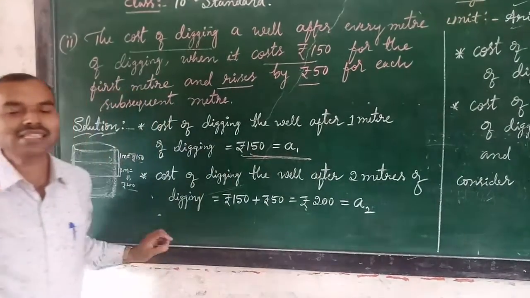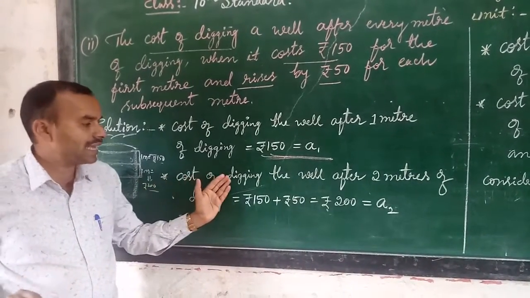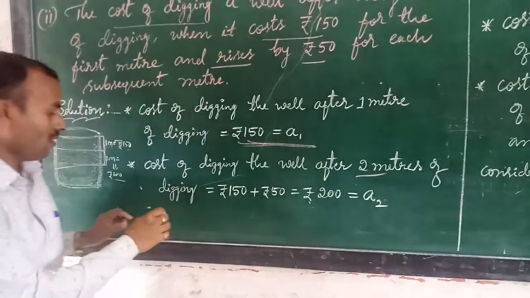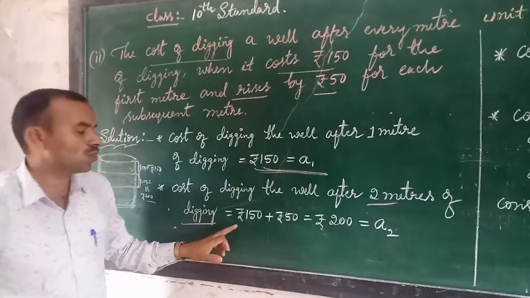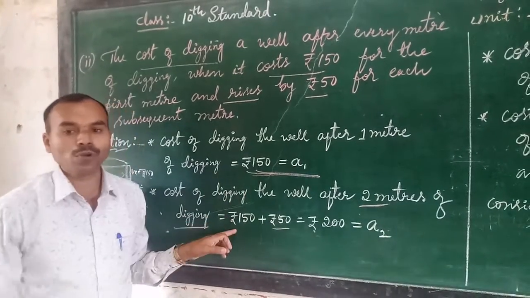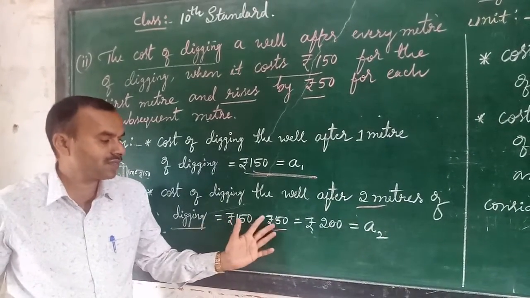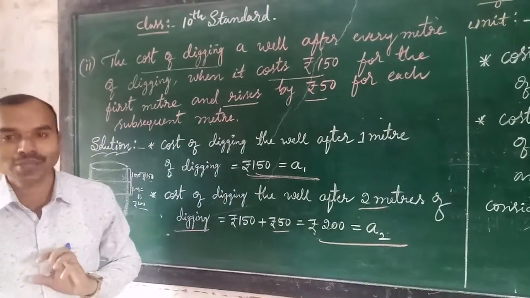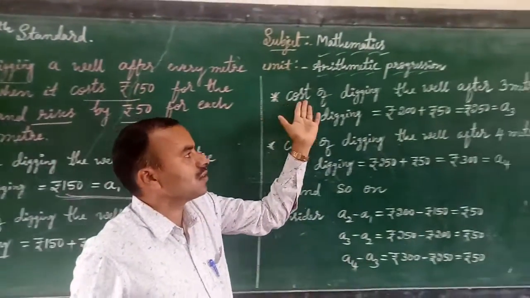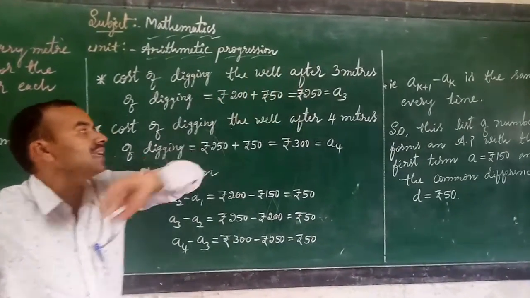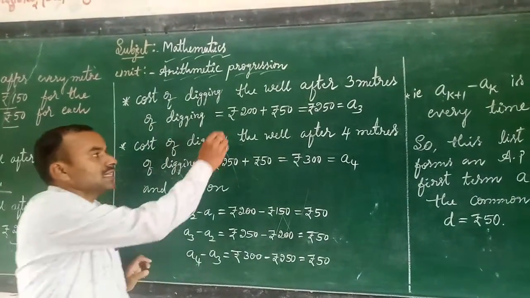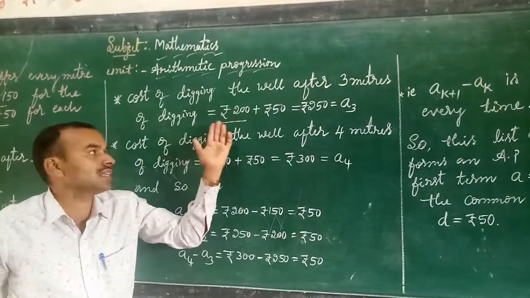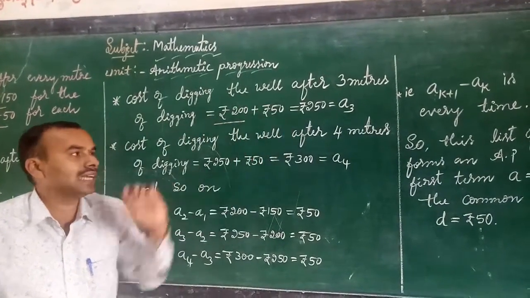A1 means first term. Cost of digging the well after the second meter of digging is 150 and an additional 50 rupees we have to add, that is 150 plus 50, rupees 200. We call it the second term, that is A2. See here, cost of digging the well after 3 meters of digging is the second term 200 plus 50 rupees, 250, that is A3.